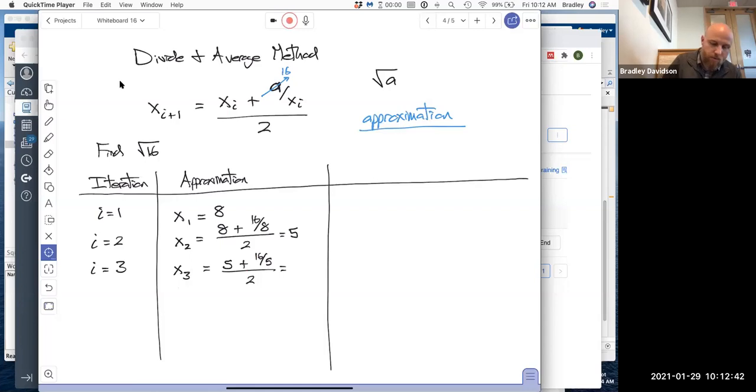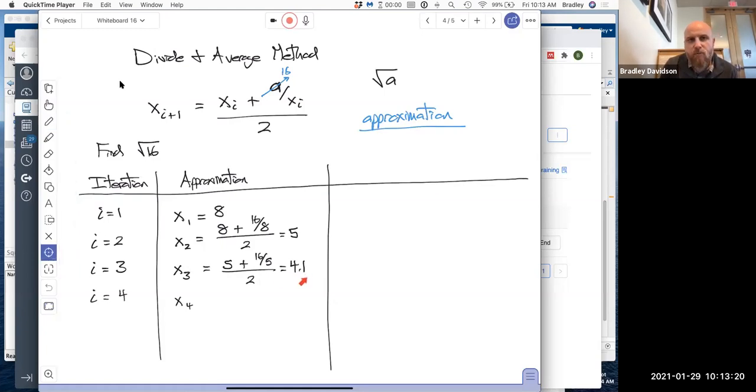And so here, when doing this calculation, 16 divided by 5 plus 5, divided by 2, and I get 4.1. Okay. And so then we move on to our next iteration. Okay, now 4.1.